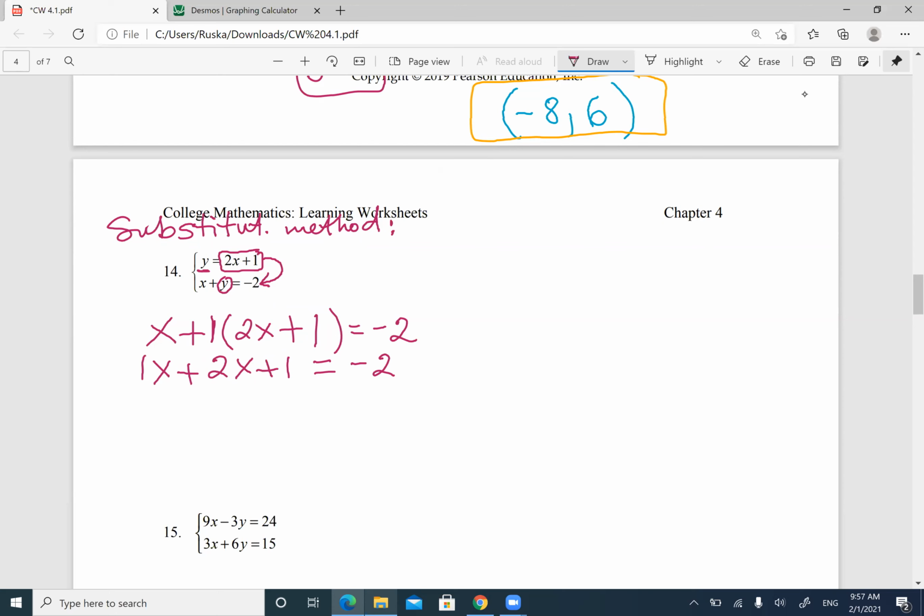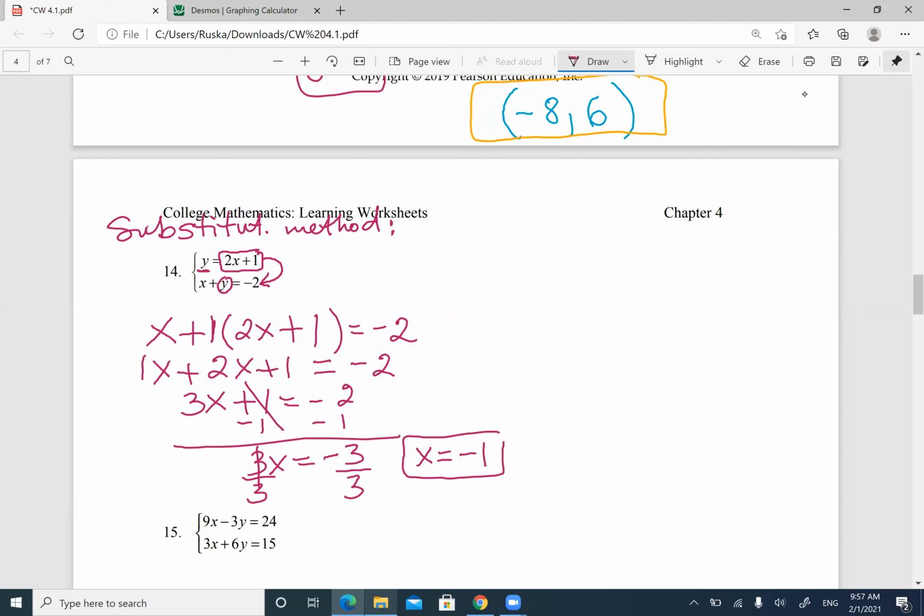And then I can solve this. 1x plus 2x is 3x plus 1 equals negative 2. And when I subtract 1, you're going to get negative 3 now. So I have 3x equals negative 3, and then divide by 3. So we're going to get x equals negative 1. So this is the number for x.